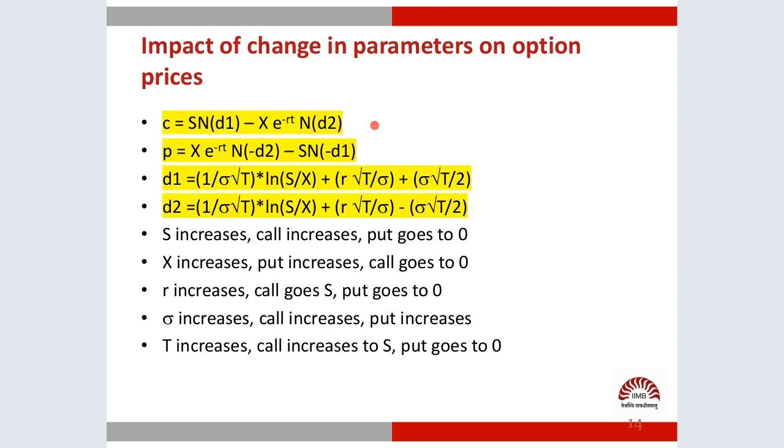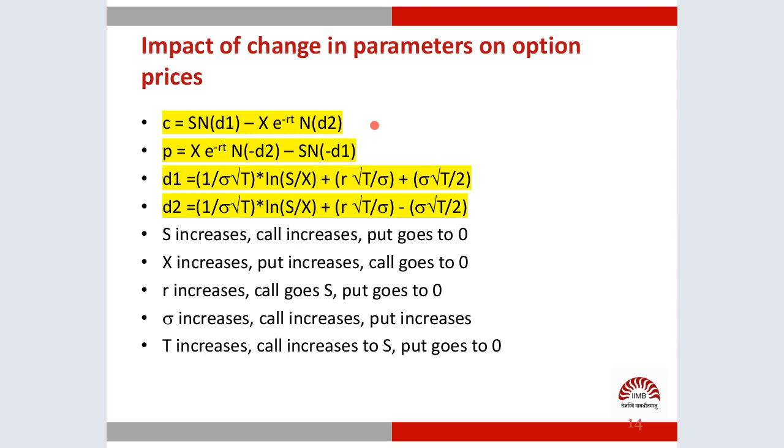Now, if D1 has gone to plus infinity, minus D1 therefore has to go to minus infinity. If the area under the curve up to plus infinity is 1, the area on this side up to minus infinity is 0 because that's the starting point. So N of minus infinity is 0. So you have X e to the power of minus RT into N of minus D2, which is 0, minus S into N of minus D1, which is also 0. So the put price goes down and obviously goes towards 0.